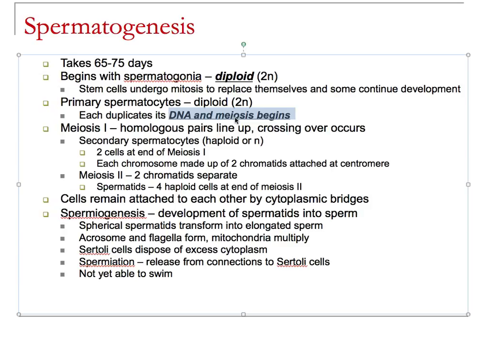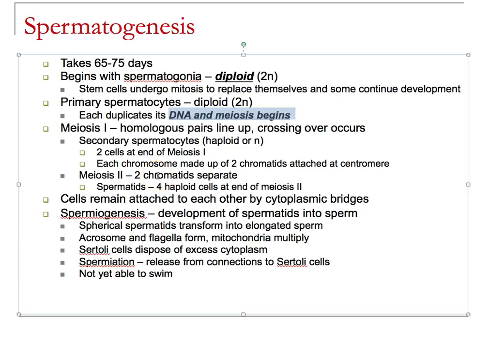Meiosis 1 is when we actually take homologous pairs now of duplicated DNA, and we literally, intentionally excise and exchange genetic information so that you actually have what's called a recombination of that genetic information, so that you end up now with essentially new chromosomes that you didn't have with the spermatogonia. By the time it finishes, you have two cells at the end of meiosis 1, and you have each chromosome, which is made up of two chromatids attached to a single centromere.